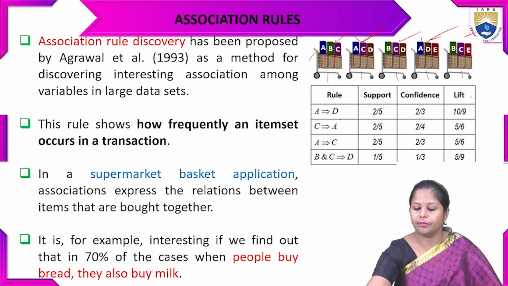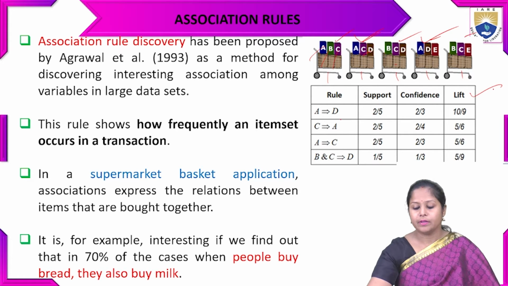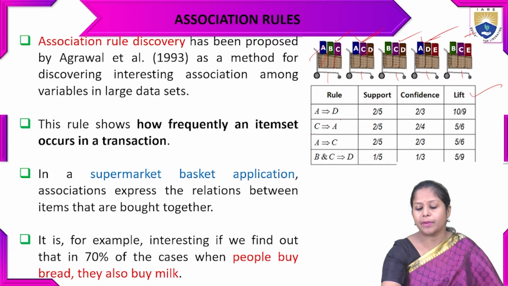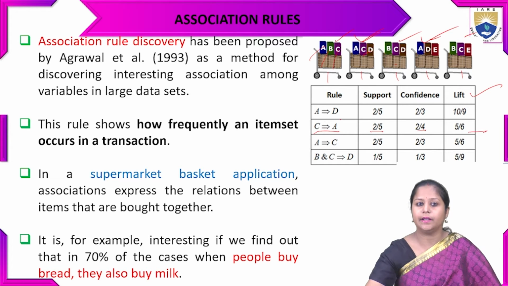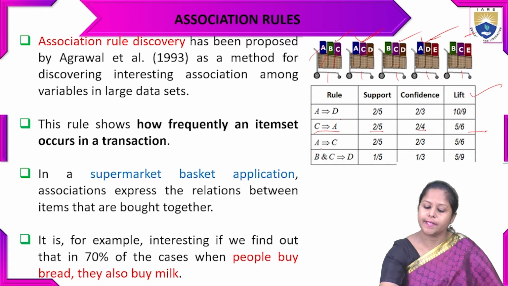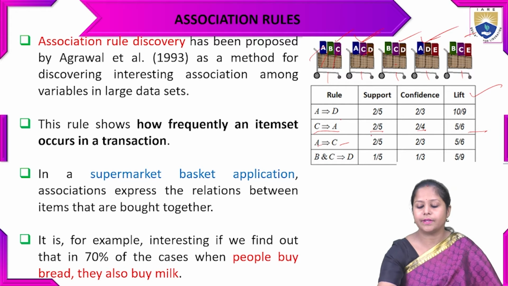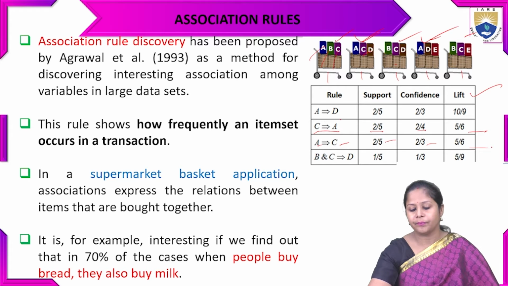Like that we will find the lift from the formula. Like this, C depends on A, so we will find the support, confidence and lift for that. Like this, A depends on C, we will take 2 by 5, 2 by 3 and 5 by 6 respectively.